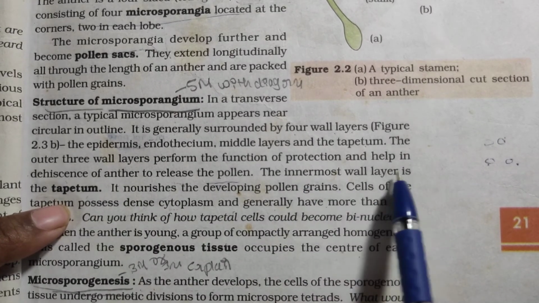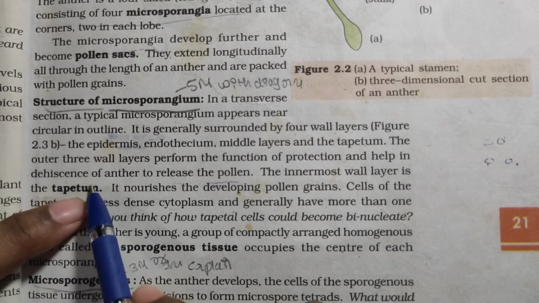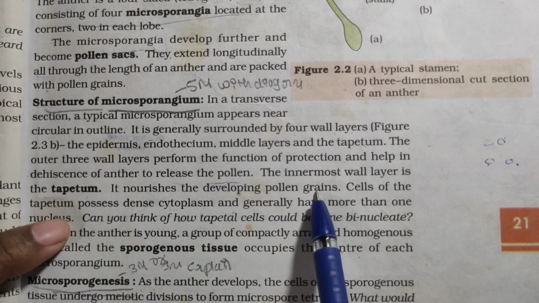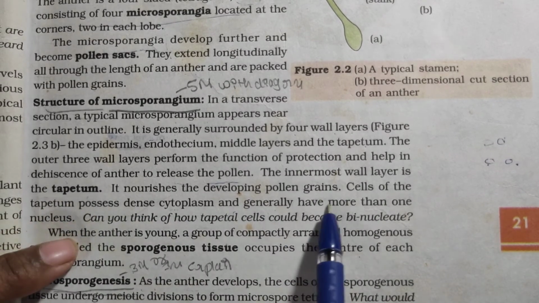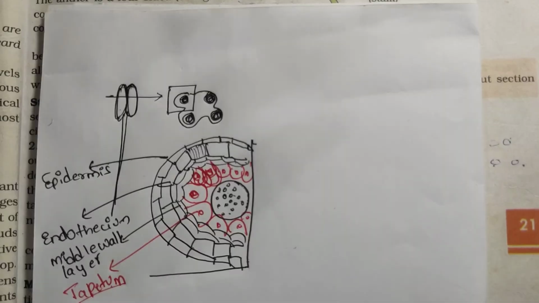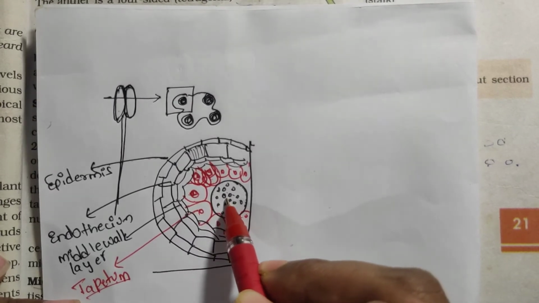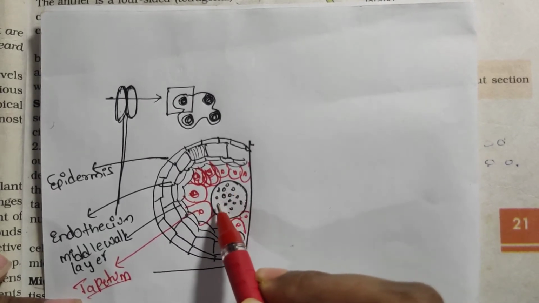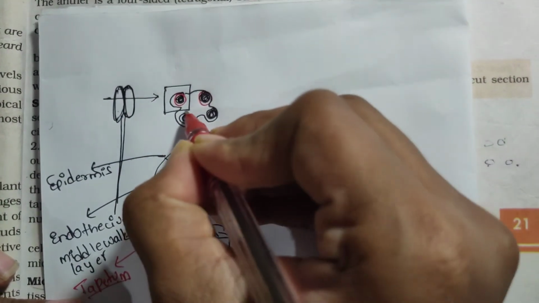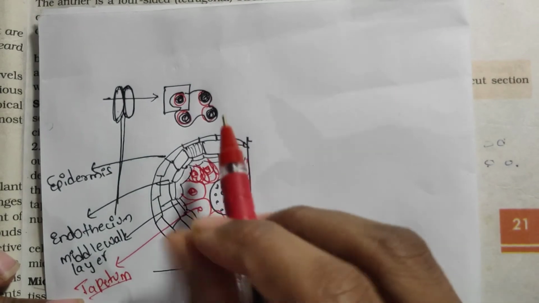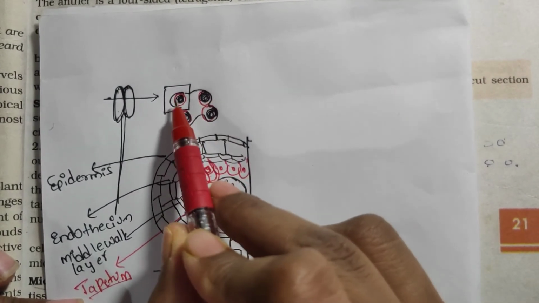The innermost wall layer is the tapetum. I told you, the tapetum nourishes the developing pollen grains. The cells of the tapetum possess dense cytoplasm and generally have more than one nucleus. I told you earlier, the tapetum is in close contact with the developing microspores. Throughout all these you can see the tapetum, for all the microsporangia, not only for one. All these four layers are present for all the microsporangia.